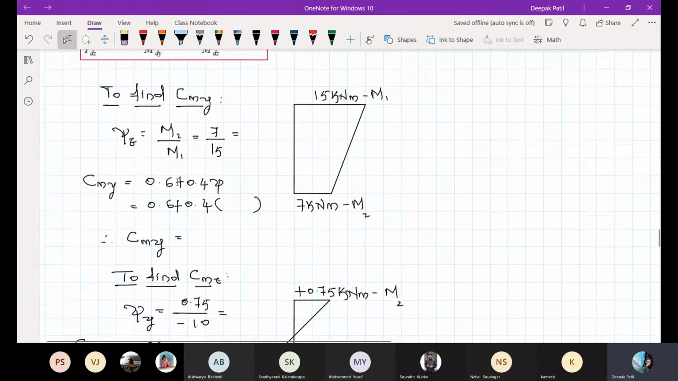CMY is given as follows. Along the major axis, the column is subjected to 7 kilonewton meter at the bottom, and at the top it is subjected to 15 kilonewton meter. To find CMY, you have to calculate the ratio of M2 by M1, where M2 is taken as the lesser bending moment and M1 as the higher bending moment. If you do that, you will get this ratio as 0.467.